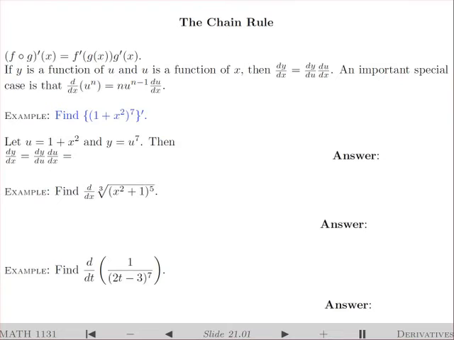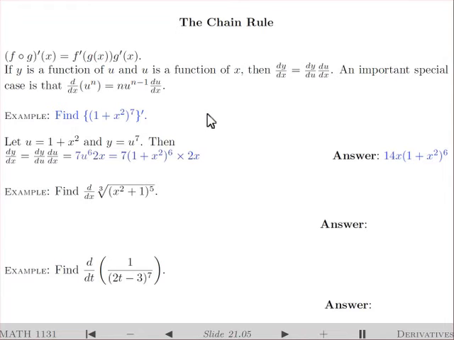So let u be 1 plus x squared and y be x to the power 7. Then dy over du, by the power rule, is 7u to the power 6. du over dx is 0 plus 2x, so just 2x. The chain rule says then dy over dx is 7u to the power 6 times 2x. If I substitute 1 plus x squared for u, I get 7 times 1 plus x squared to the power 6 times 2x, or written in a more usual way, 14x times 1 plus x squared to the power 6.